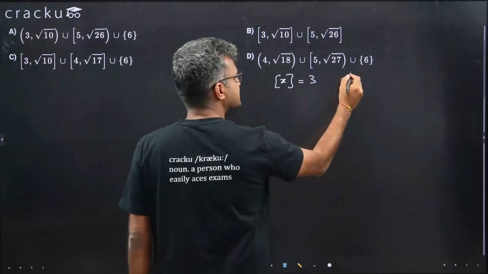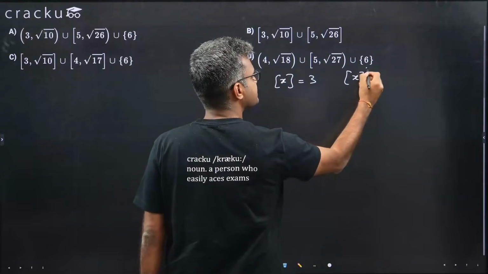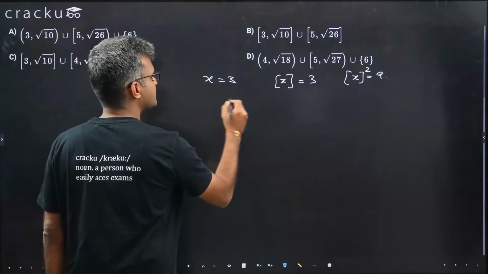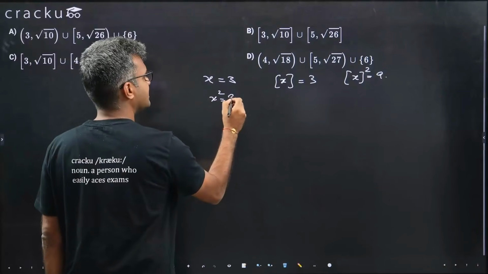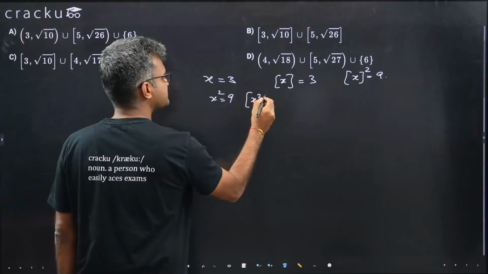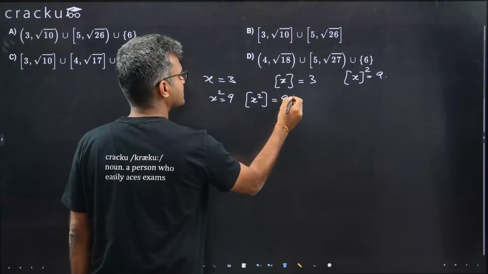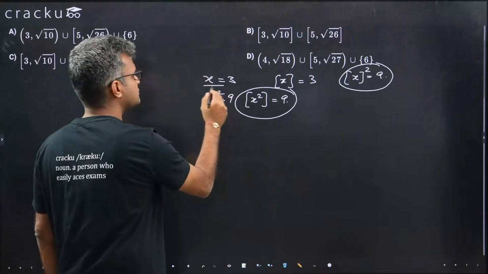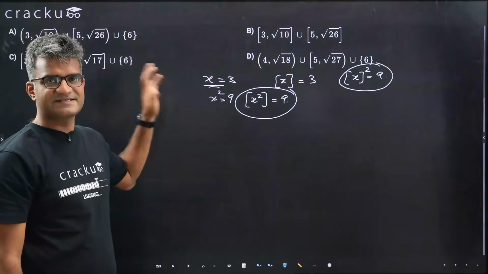So what is the square of the integer part of x? This will be 9. Now what is x square? X square will be 9. So the integer part of x square is equal to 9. This and this are the same. So x is equal to 3 will be part of the set S.